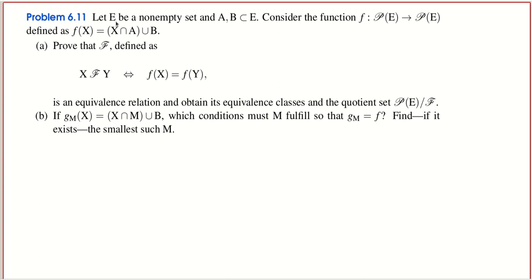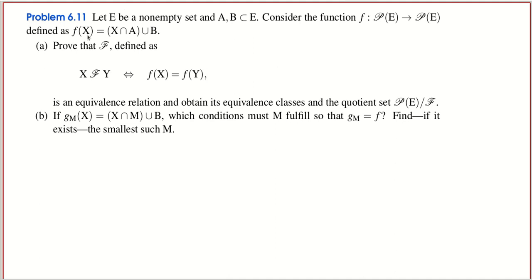We're given here a set E, which is a non-empty set, which contains two subsets A and B, which are fixed, right? Now we've defined a mapping from subsets of E to subsets of E, and it's defined this way. You take any subset of E, and then you make the intersection with A, and then after that, you make the union with B. All right?